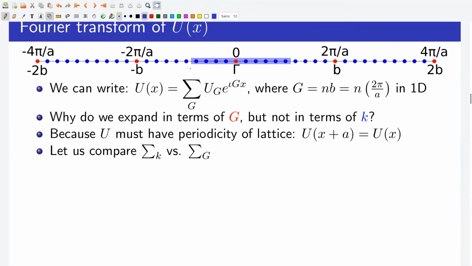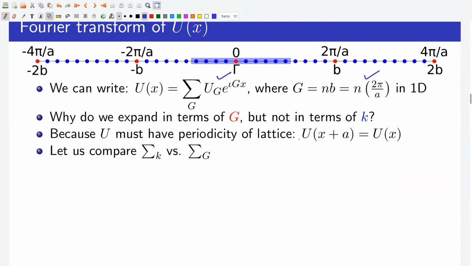Using plane waves of wave vector g, we can write the function u of x as sum over g u of g times e power i g x, where g is a reciprocal lattice point. That is, g is equal to n times 2 pi by a in 1D. This is related to Fourier series or Fourier transform, which we are not going to discuss in detail. Rather, I am going to show that if u is expressed in this form, then u is guaranteed to have periodicity of the direct lattice.